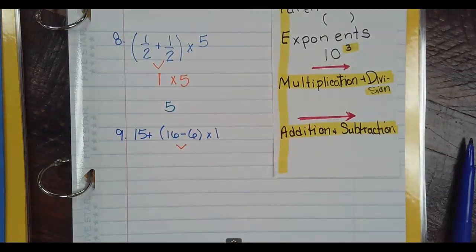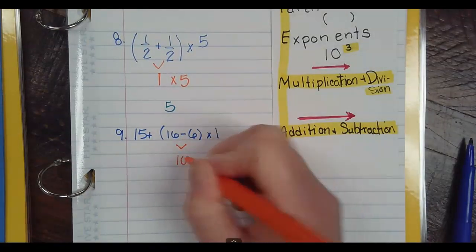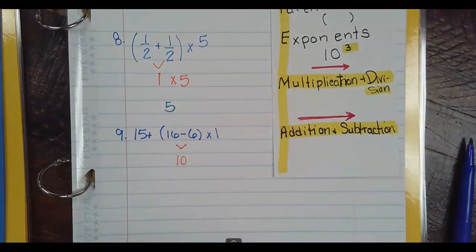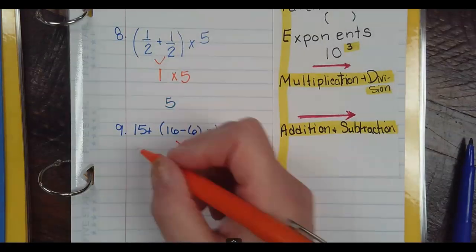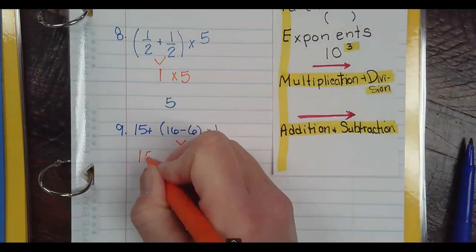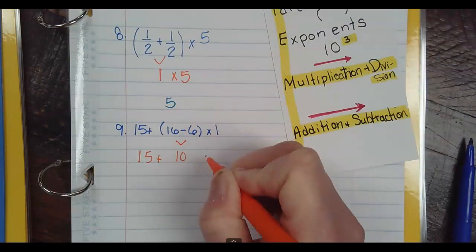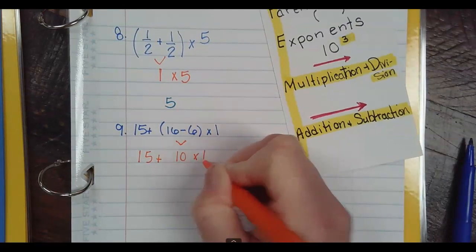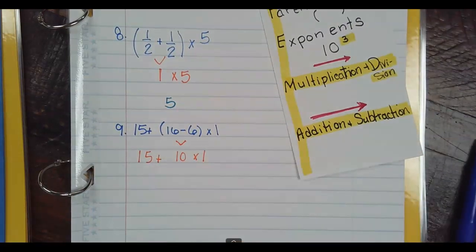10? Now what do I do? You do 15 plus 10. I have to do a step before that. I have to bring everything down, right? So 15 plus 10 times 1. Now what do I do next? You do 15 plus 10. Why?